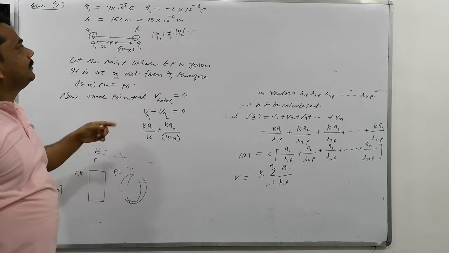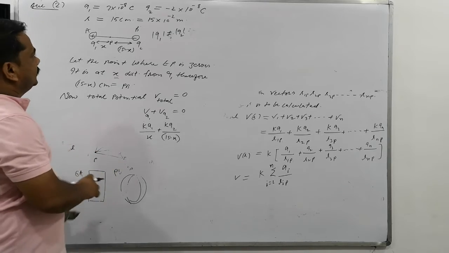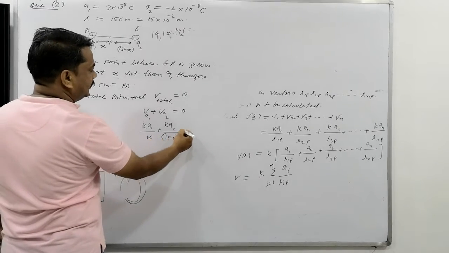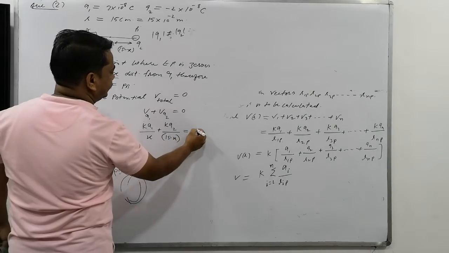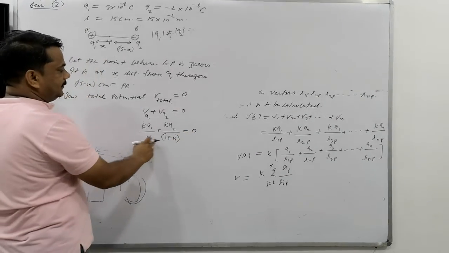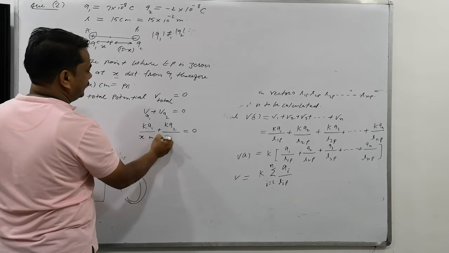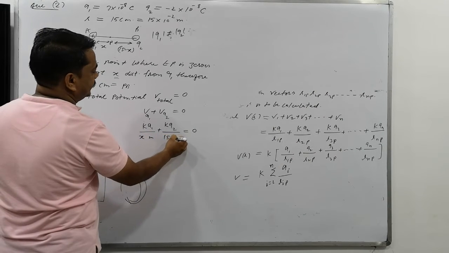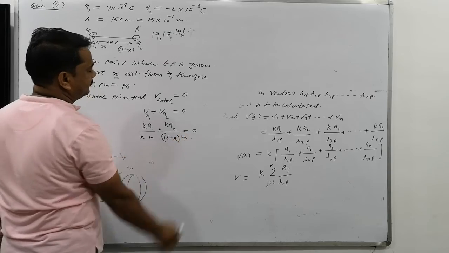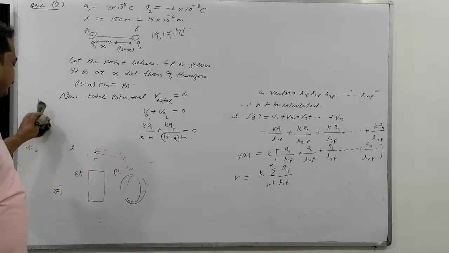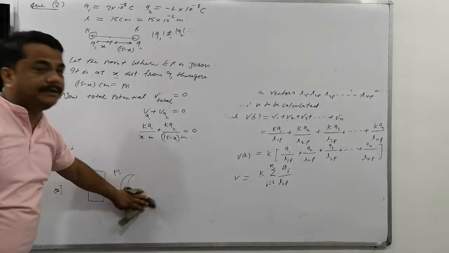15 into 10 raised to the power minus. Right now, here the same unit will come. This is equal to 0. So taking the same unit, for this taken as x meter, and there 15 minus x meter. Clear? Since it is equal to 0, it can be solved easily here.